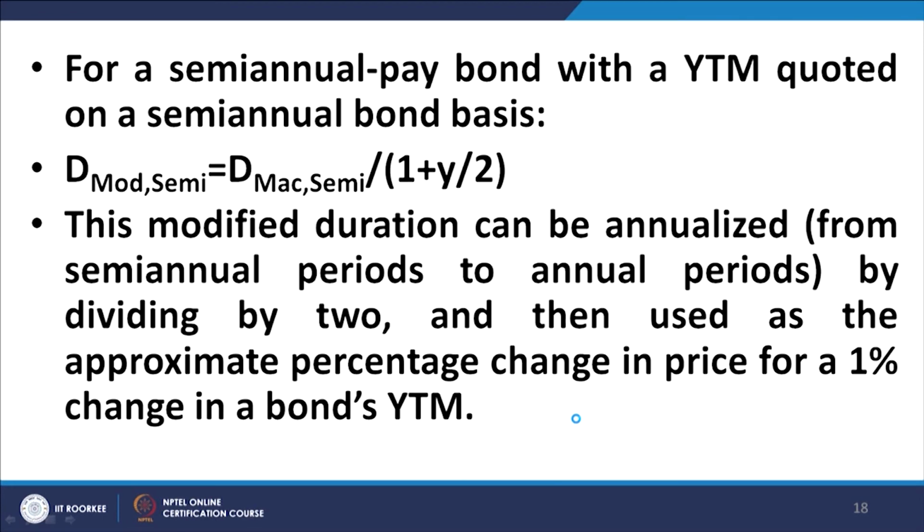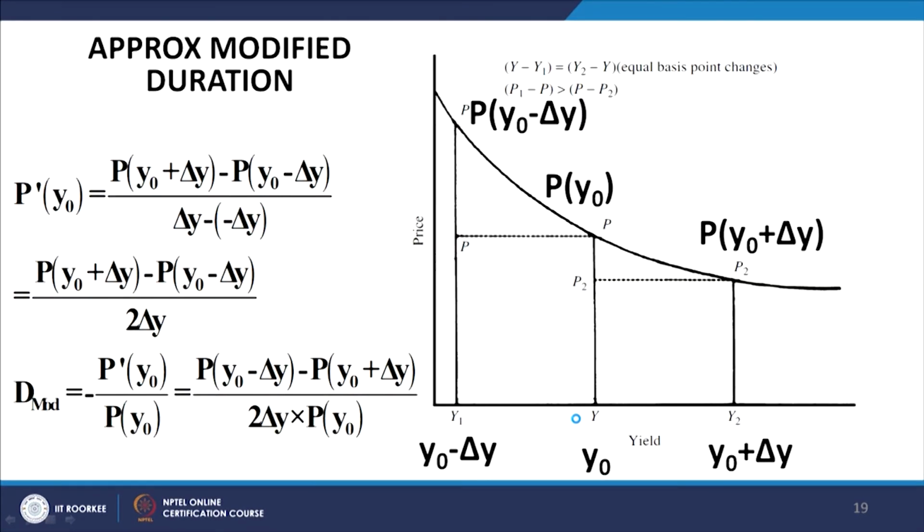D_modified semi-annual is equal to D_mac semi-annual divided by 1 plus y by 2, I am sorry, not y to the power 2, 1 plus y by 2. Then you multiply the expression by 2 to get the annual modified duration, and on that basis you can work out the percentage change in price corresponding to a given change in YTM.